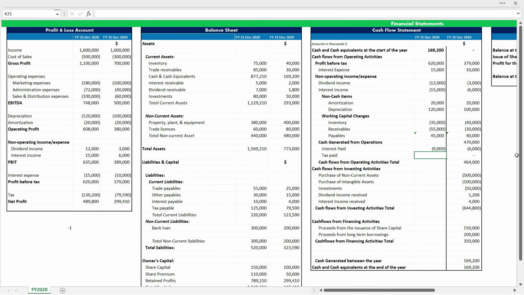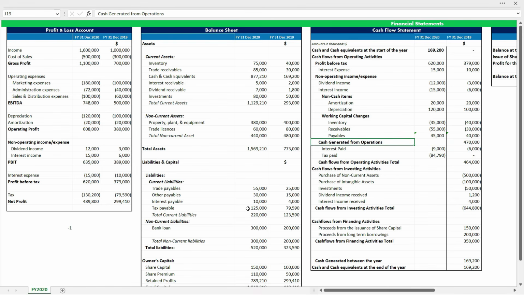Now let us talk about tax paid as well, and same logic. So my tax paid should be the opening tax payable plus the new tax expense, that is here. But since this value is already negative, I'll rather do minus, and minus will automatically become the plus. And then what is not paid is already in liability, so please deduct that, and that gives me my tax paid for the year. And of course we need to change the sign as well, so multiply that with -1, and that gives me cash flow from operating activities total.